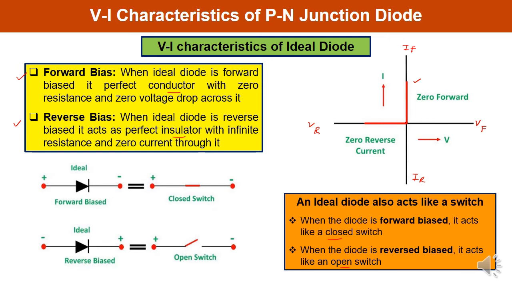So you can represent it in this manner. When it is forward biased, meaning the applied voltage across the terminals is such that P is connected with the positive and N is connected with the negative, then it acts as a closed switch, meaning perfect conductor, and current will flow through it. While in the case of reverse bias, no current flows and it acts as an open switch. So this is how you can draw the ideal diode VI characteristics.